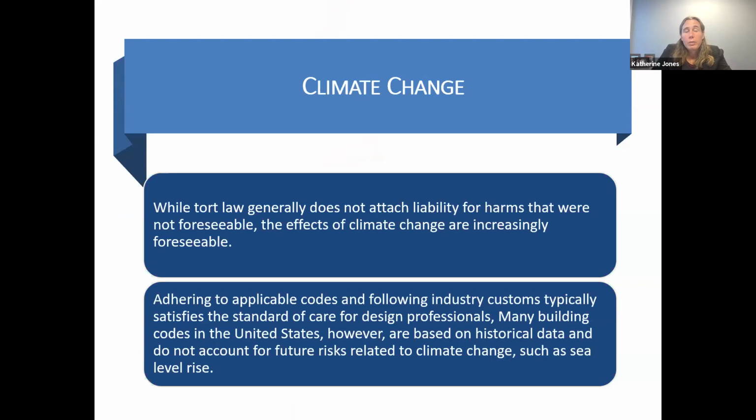So as we've been talking about, tort law generally does not attach liability to harms that were not foreseeable. And as we talked about earlier, tort law essentially relies on things like codes, regulations, case law. It also relies on things like, just generally the typical standard of care in an industry.